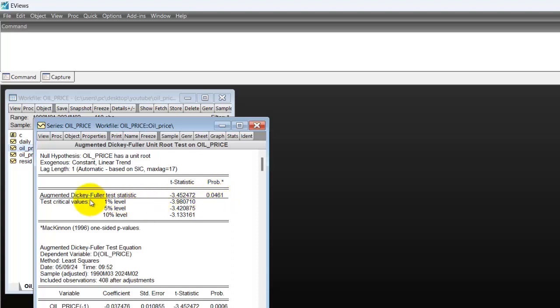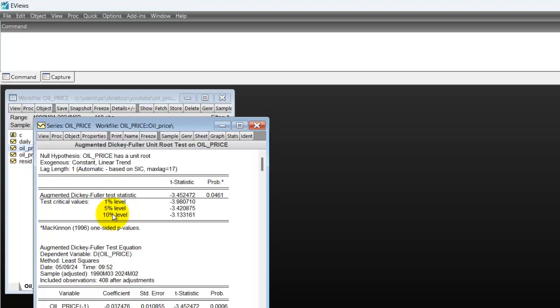In this result, you can see that the probability value is less than 5%. This is 0.04, which is less than 0.05. Also, take note, the absolute value of the ADF test statistic is greater than the critical value at 5% as well as 10%. So based on these results, we can say that oil price is stationary at level.